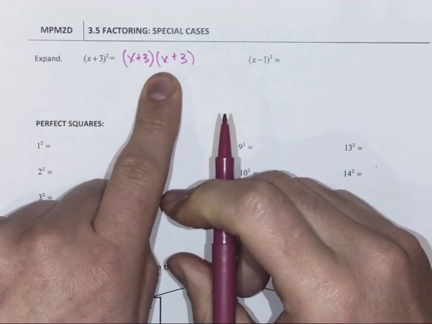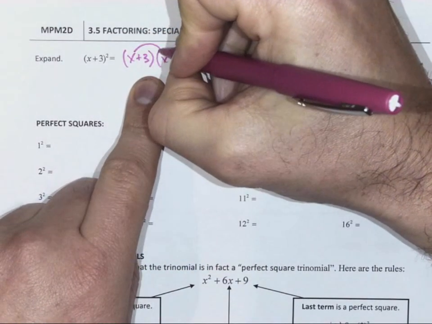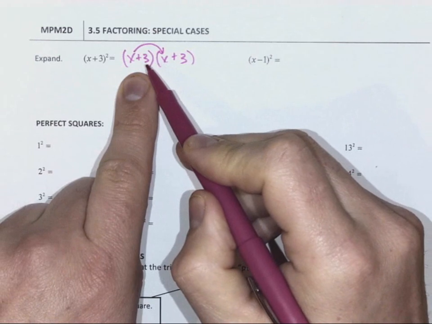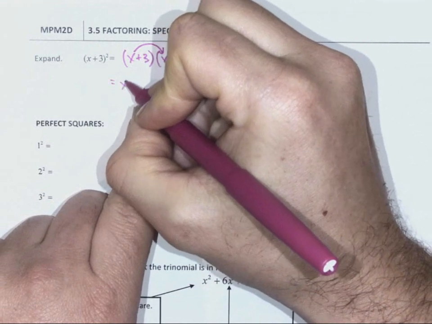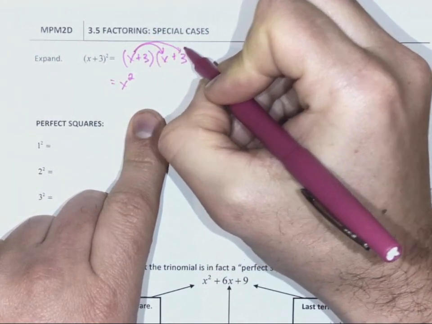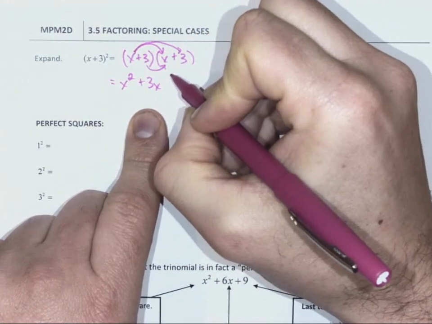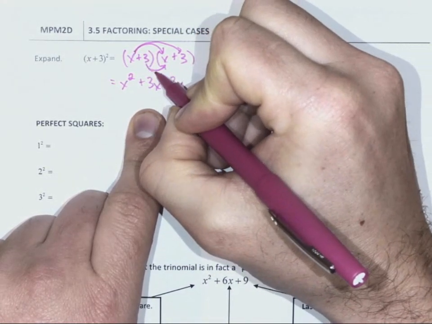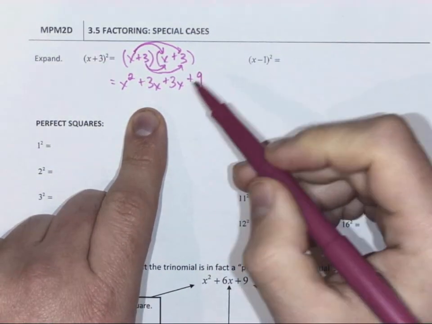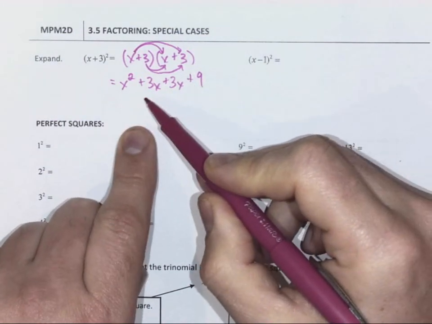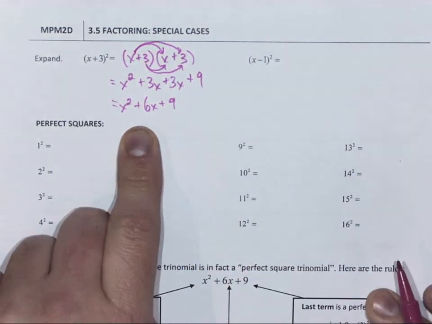To go forward, we would use our binomial distribution using our acronym FOIL to make sure that each term in the first brackets gets multiplied by each term in the second brackets. So x times x is x squared. O, the outside, x times 3 is 3x. I, the inside, 3 times x is 3x. And then L, the last terms in each bracket, 3 times 3 is 9. To fully finish, we need to collect like terms, and we have x squared plus 6x plus 9.